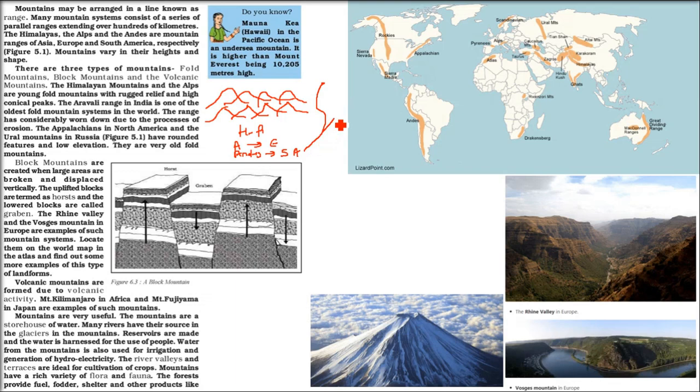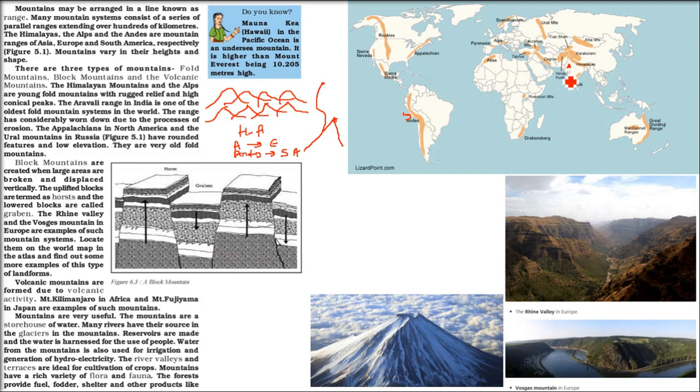This means the relief is not plain, it is rugged. And the peak is very sharp. Himalayan ranges, and the second one, the Alps. These are quite younger. They have rugged relief, that is, relief is not straight, it has some breaks in it, and the peaks are very conical.